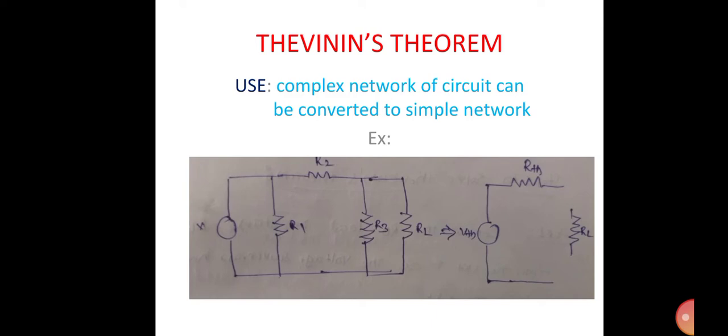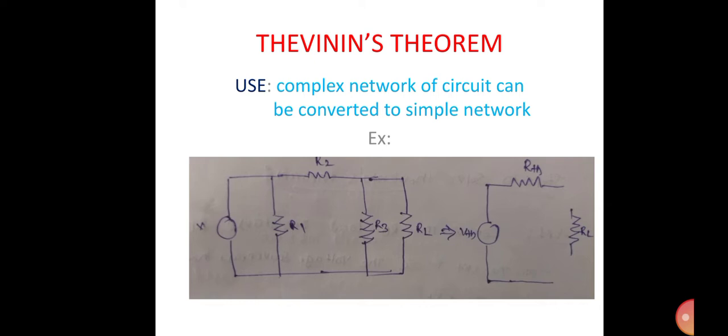In this chapter, we learn about Thevenin's theorem. The main purpose of Thevenin's theorem is to reduce a complex network into a simple network. That means in a network we have so many resistors and a voltage source. We can simply reduce all those resistances into a single resistor and a single voltage source.